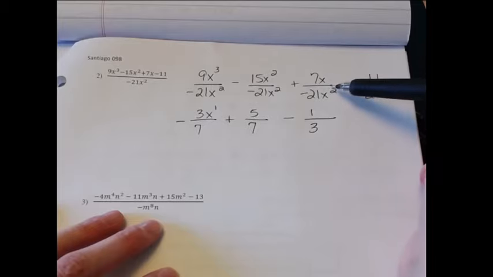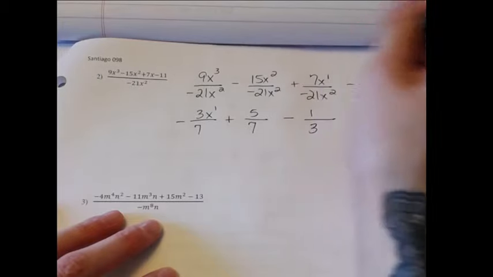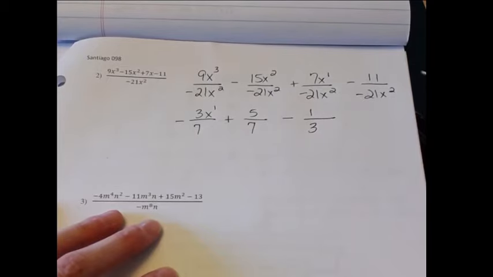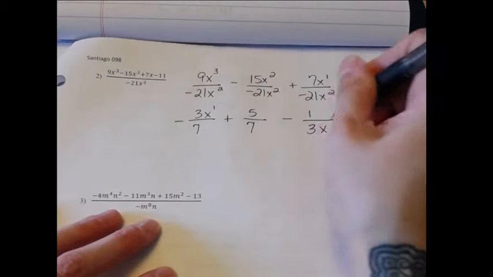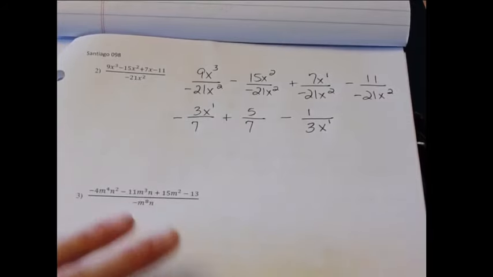Next, we have x over x to the 2nd power. Again, if it's helpful, write that as an x to the 1st. X to the 1st over x squared. Quotient rule. Keep the base, subtract the powers. You're going to be left with x to the 1st in the denominator. It's heavier down there.